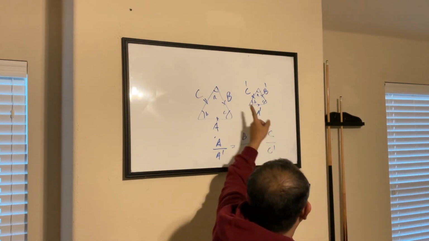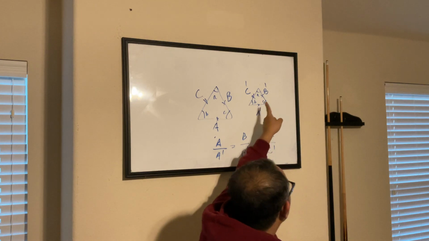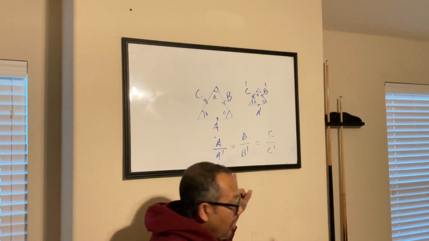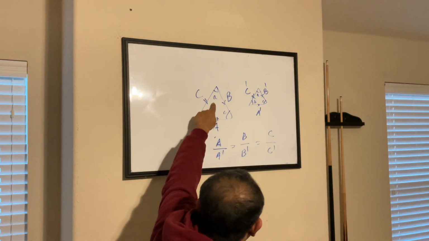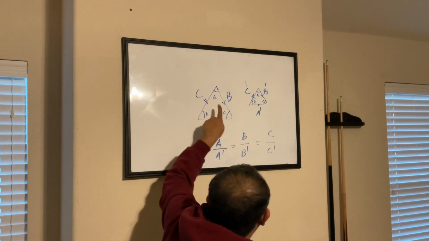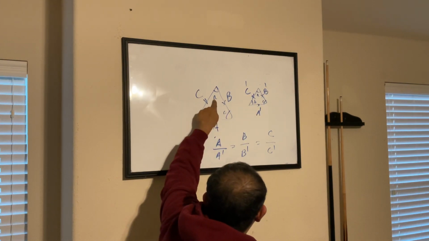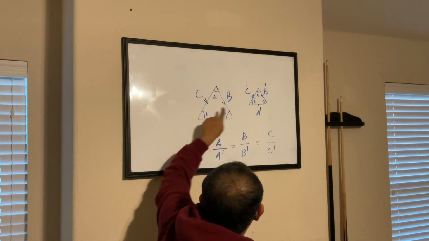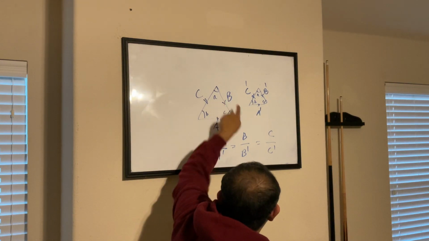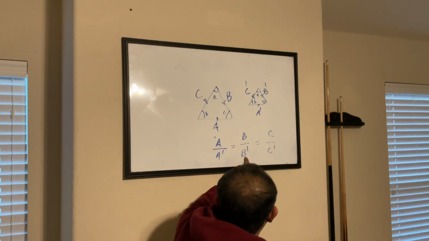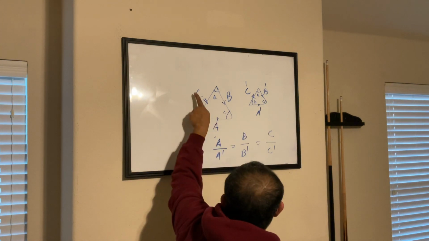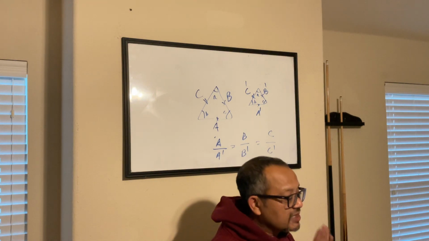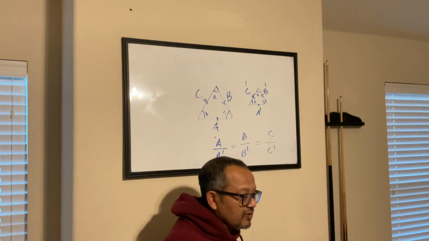What I'm saying here is, if you have two similar triangles, their sides will be in the same ratio. When I say sides, I'm saying sides opposite to the matching angles. This angle is matching, so the side opposite to that, this divided by this. This angle is matching, so the side opposite to that is B divided by B1. This angle and this angle are matching, the sides opposite to that are C and C1. If you have two triangles which are similar, this ratio will follow.